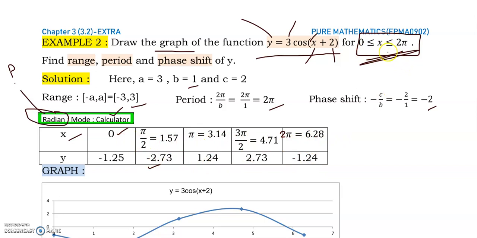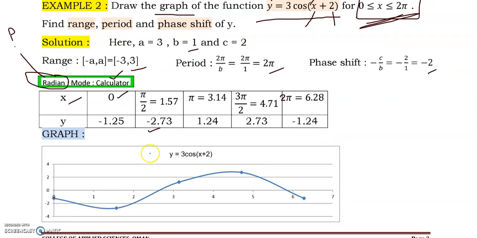Actually, this interval is given. You have to split it. Starting value is 0, and the maximum value is 2 pi. In between you write pi over 2, pi, 3 pi over 2, that is 1.57, 3.14, 4.71.